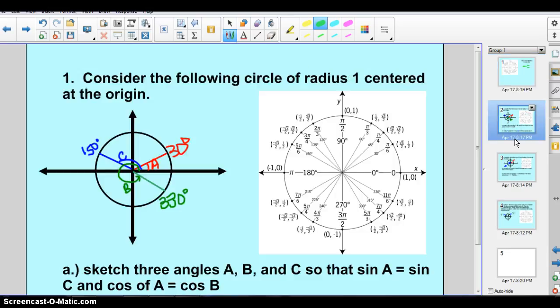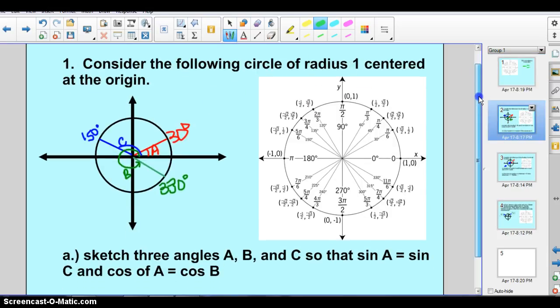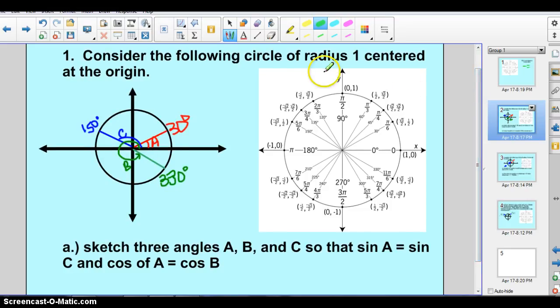Now, from what I can tell, what he's asking for in the first problem that you asked me about was that if you have this unit circle concept, find three angles. I labeled them A, B, and C, so that sine of A equals sine of C. Well, remember the sine value is the second value in the coordinate pair. So sine of A equals sine of C.